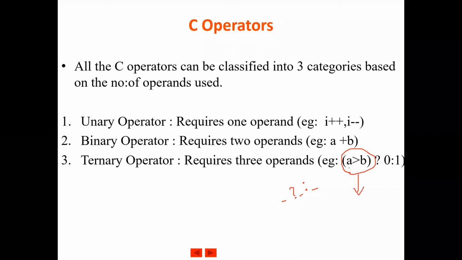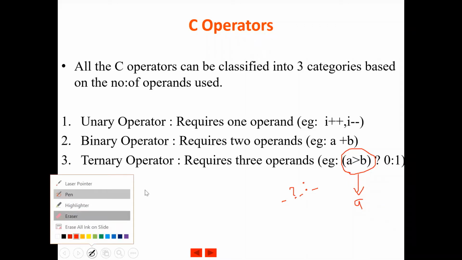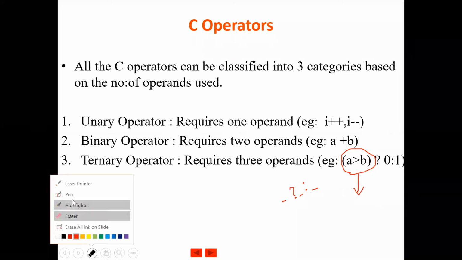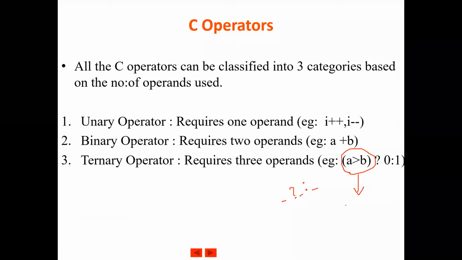Consider A greater than B as a single operand, because we are asking a question whether A is greater than B. If it is greater, it will return true. So what is the output of the first part? It will return either true or false, right? So this will be considered as the first operand.